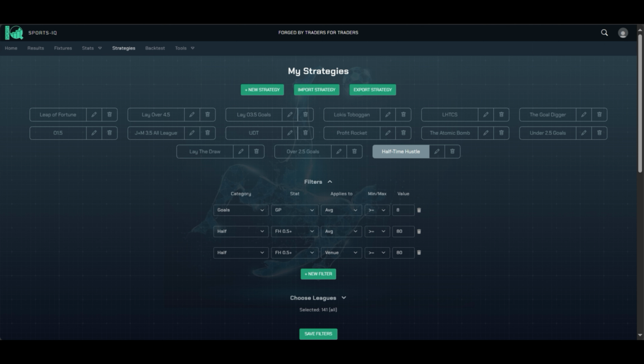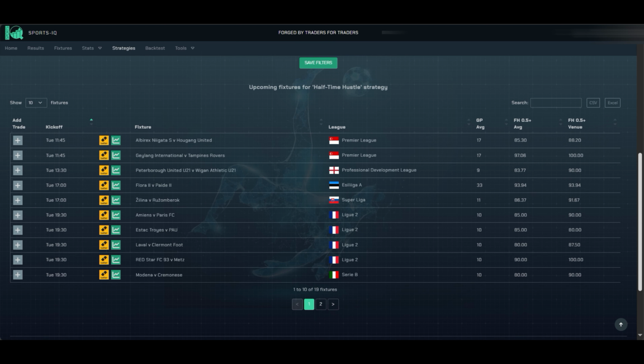Higher draw odds indicate that the game is likely to be open, with both teams pushing for a result rather than settling for a draw. The higher the draw odds, the better, as this suggests a match that's more likely to break open with a goal. Once we've found matches that fit these criteria, we'll head over to Betfair's first half 0.5 goal market, and this is where we'll place our trades.